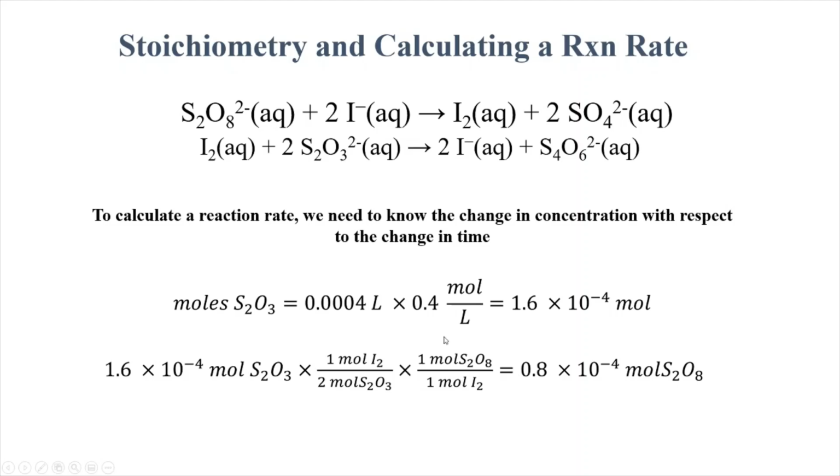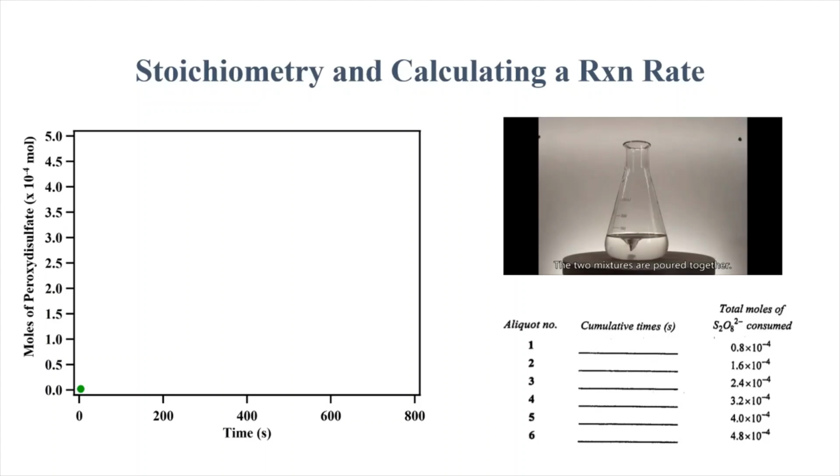So now, from this stoichiometry, we know that in between each of the color changes from blue, add sodium thiosulfate, to blue, that is 0.8 times 10 to the minus 4 moles of peroxydisulfate. And so now we're going to look at this in terms of how we can come up with a rate. Okay, so now let's take a look at this in terms of what we just calculated. So what we know now is that when this thing turns blue, we've gone through 1.6 times 10 to the minus 4 moles of the sodium thiosulfate. And because of stoichiometry, we can relate that to the moles of peroxydisulfate.